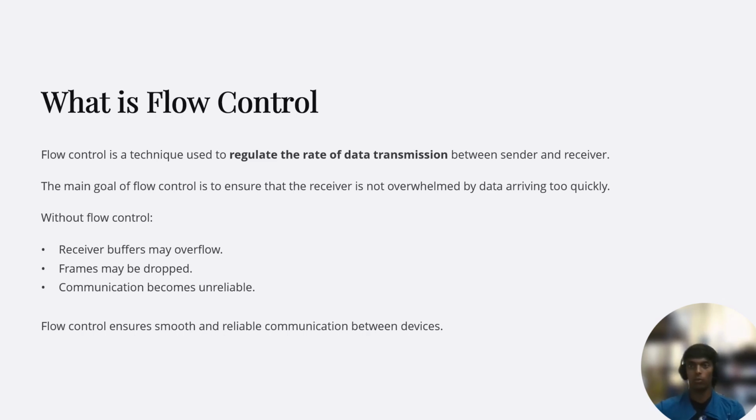What is flow control? Flow control is a mechanism used to regulate the speed of data transmission between the sender and the receiver. The main purpose of flow control is to make sure that the sender does not overwhelm the receiver with too much data. If flow control is not used, several problems may occur. For example, the receiver's buffer memory may overflow if frames arrive too quickly. As a result, frames may be dropped and important data may be lost. Therefore, flow control ensures that the sender transmits data at a rate that the receiver can safely process. This leads to smoother and more reliable communication between devices.